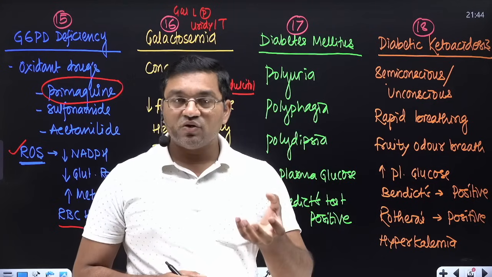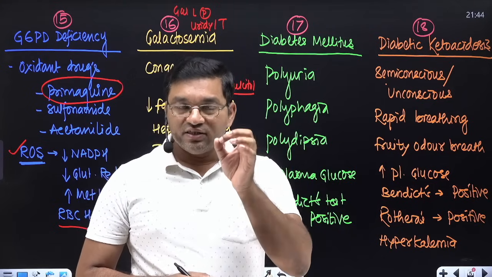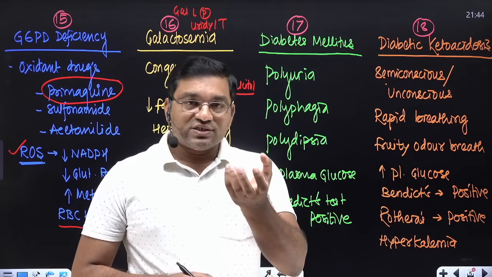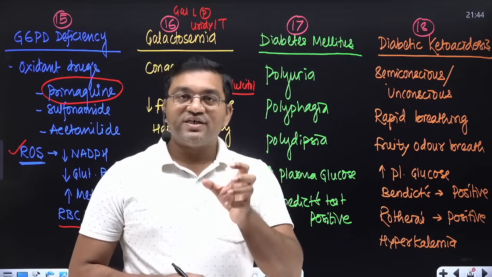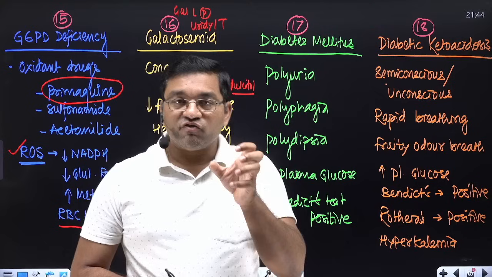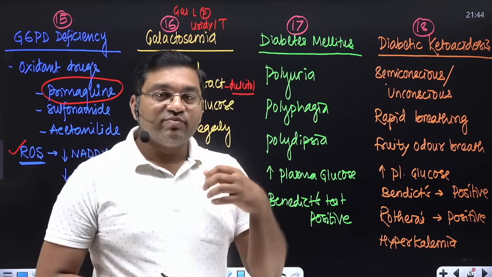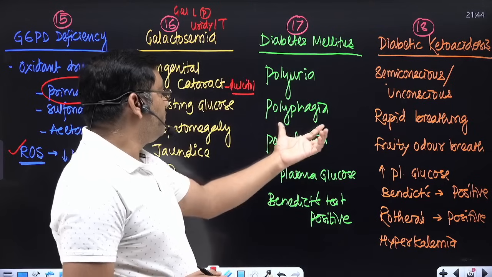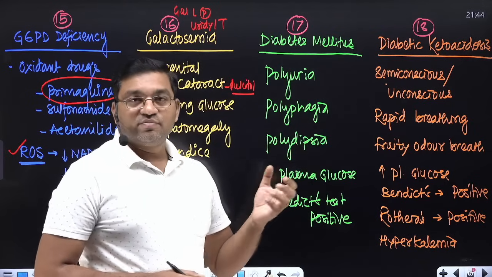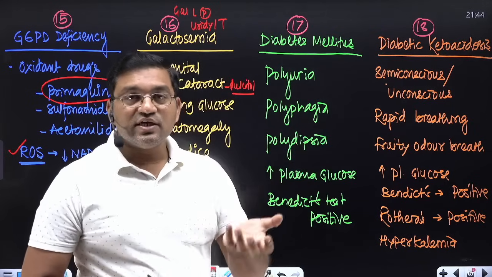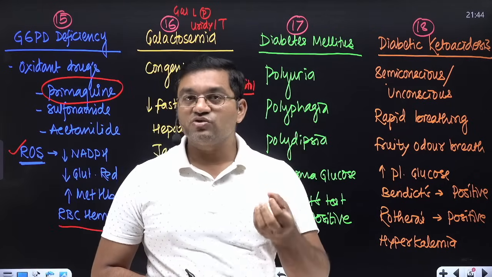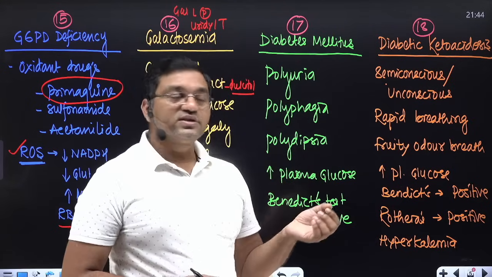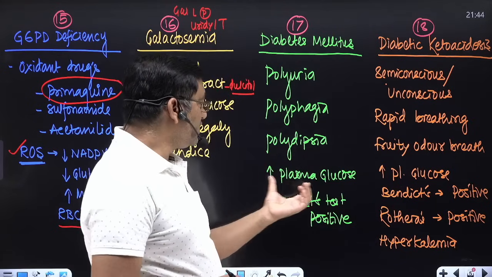Polyphagia is there because of decreased uptake in insulin insufficiency or insulin deficiency. There is decreased uptake of glucose by the cell, and the cell is starved for glucose. Because of this, hunger centers are stimulated, and that causes polyphagia. And polydipsia is because of increased urination. There is loss of water in the urine that causes stimulation of the thirst center, and polydipsia is there. There is increased plasma glucose.